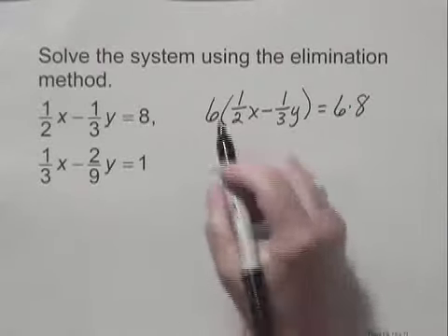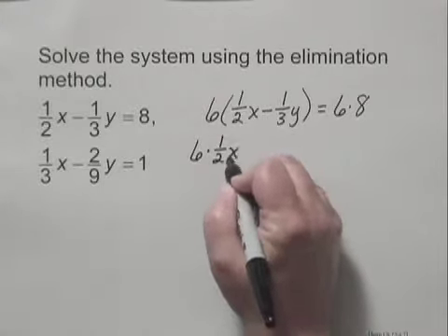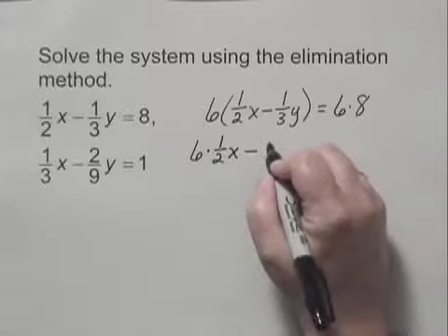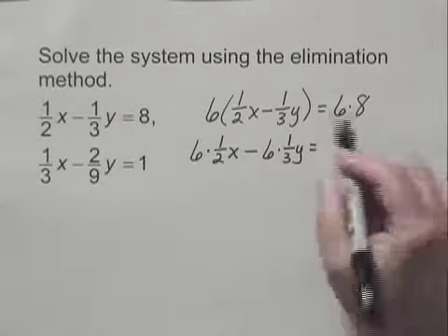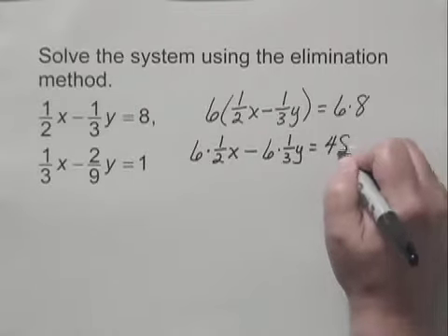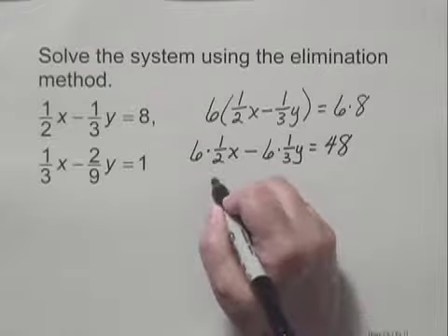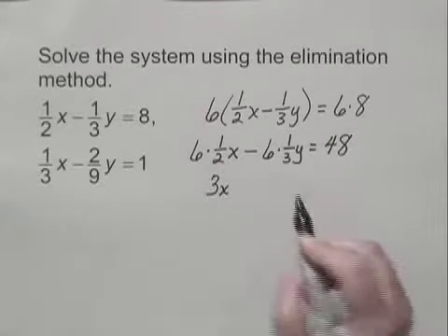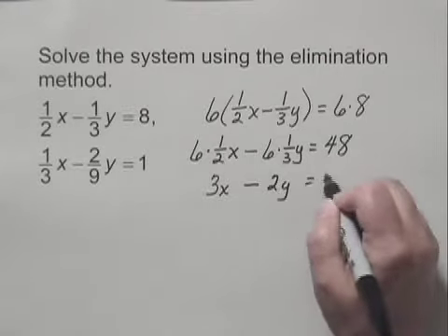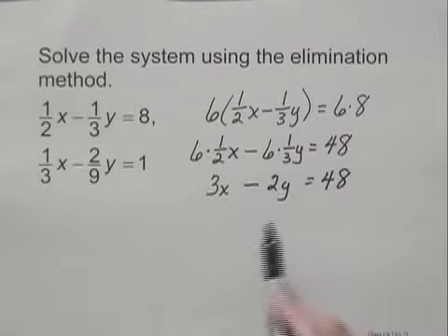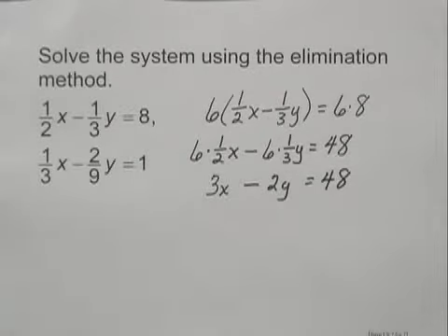Now be careful that on this side we multiply 6 times the 1/2 x, and then we subtract 6 times 1/3 y, and that equals 6 times 8, or 48. Now in this next step, 6 times 1/2 is 3, so I have 3x. 6 times 1/3 is 2, so I have minus 2y equals 48. This equation is equivalent to the first equation, but it doesn't contain fractions.